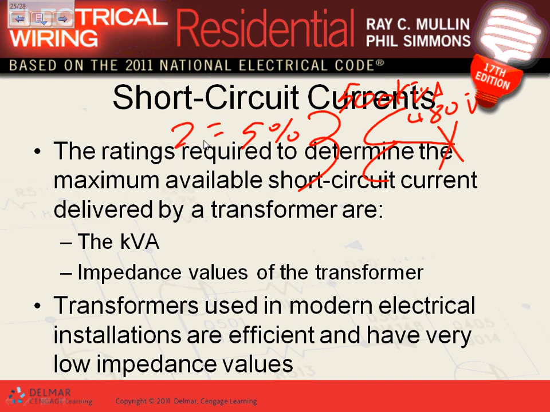Z is the impedance. So the impedance is 5%, the transformer is 500 kVA, and the voltage on the secondary side is 480. Find the available short circuit out of this transformer so I can size the fuses. Very simple, very easy, piece of cake. Here's what you do. You find I: you take the 500 kVA, divide by 480, and let's make this a three-phase transformer, so times 1.73. Everybody knows this formula. That's how you find the full load current of a transformer.